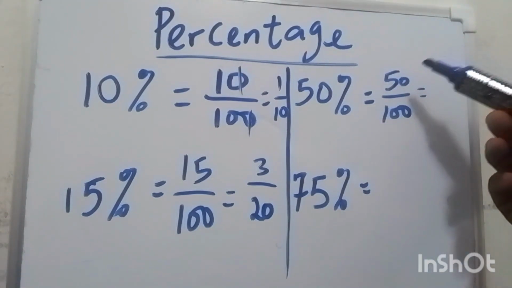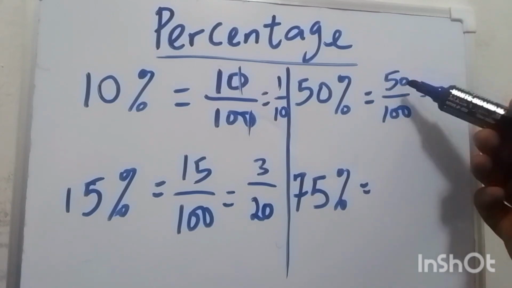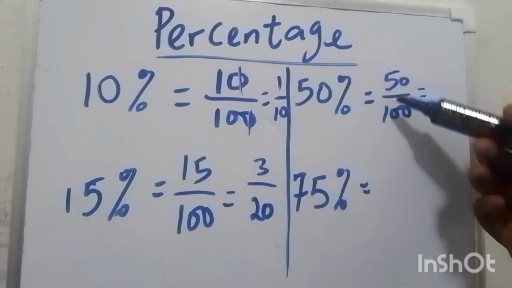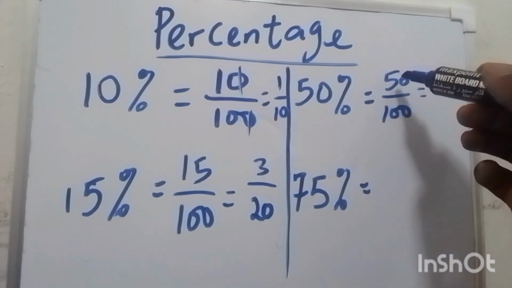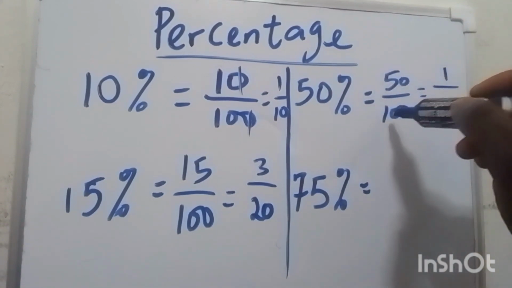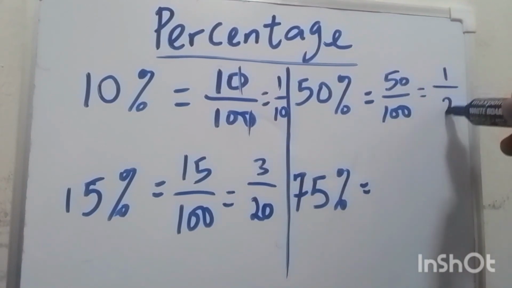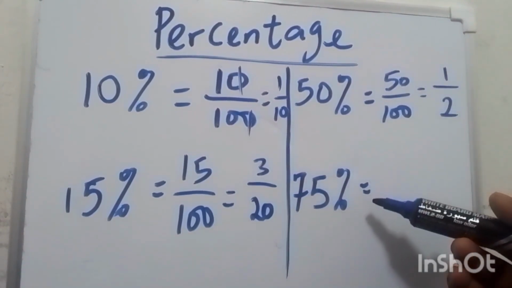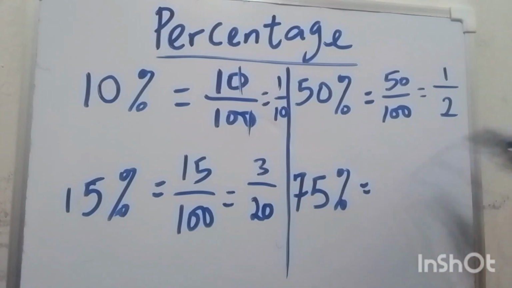We can look for a number that can divide both of them. Actually, 50 can divide 100 at once. So I can say 50 divided by 50 gives 1 over, 100 divided by 50 gives me 2. So you can just practice this at home and solve it.